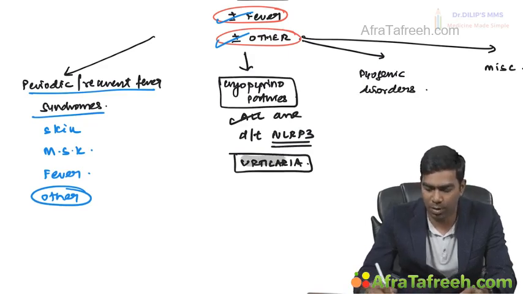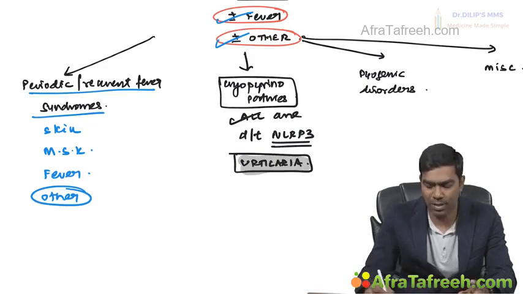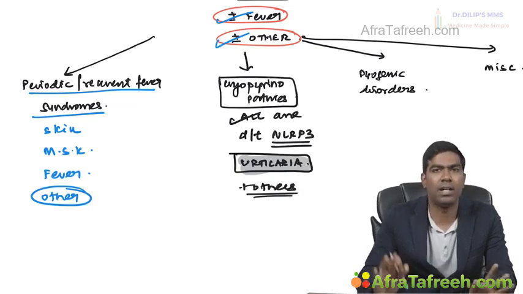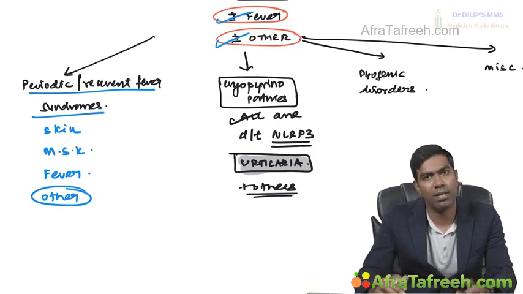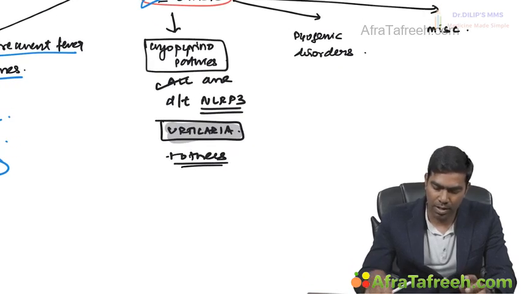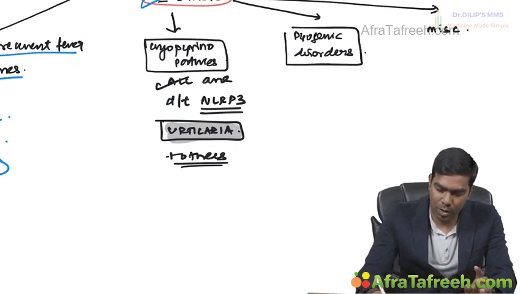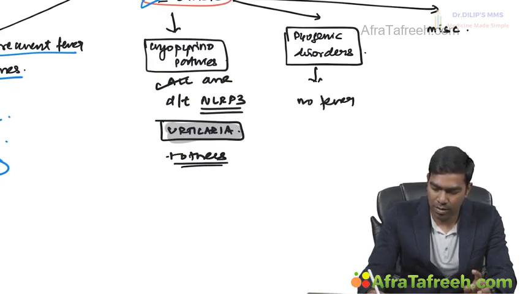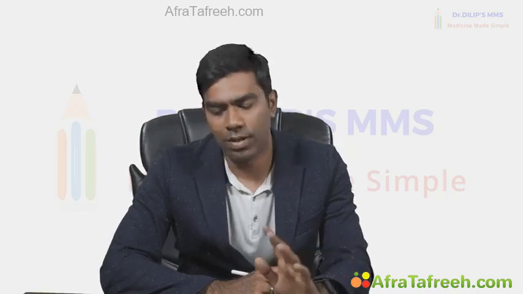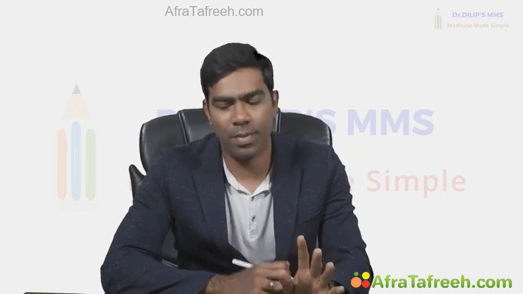So skin manifestation is predominant. They will have a lot of other things also, but every single thing in cryopyrinopathy will have urticaria, and a skin urticarial rash will be there. And the characteristic feature of the pyogenic disorders is that they do not have a fever. This is very, very important. No fever is characteristic of these pyogenic autoinflammatory syndromes.